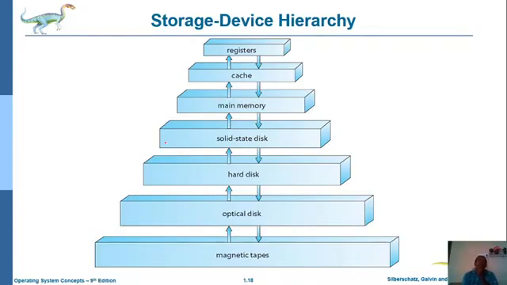In the same way, from top to bottom, memory speed will decrease. Memory size will increase, but memory speed will decrease. And in the same way, from top to bottom, their cost also decreases. So these are the several storage hierarchies in our computers.